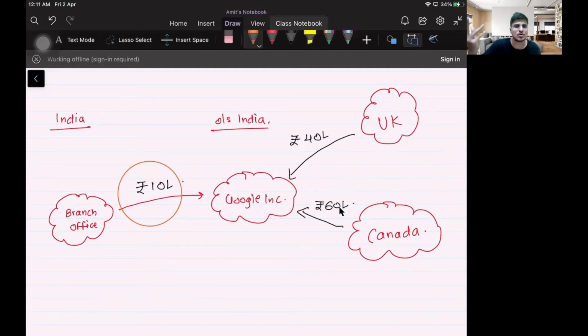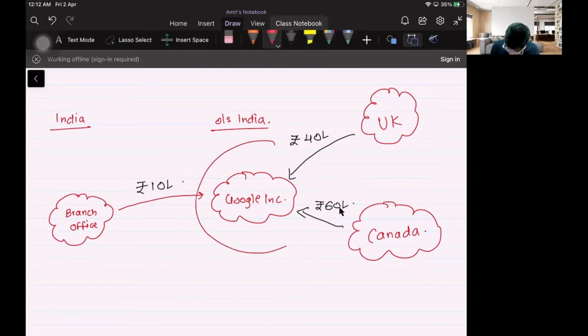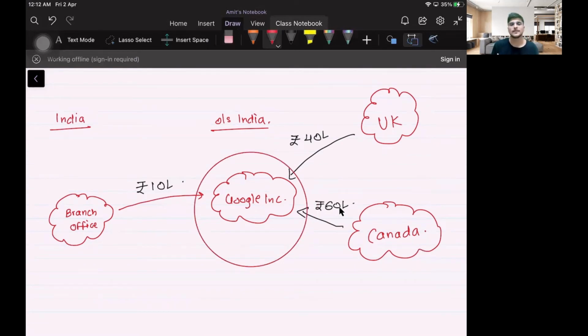No. Is it received in India? No. Is there any connection of 40 and 60 lakhs in India? No. The only connection is the branch office, so income which is attributable to such business connection, only that much income will be taxable in India, in the hands of what? In the hands of whom? In the hands of Google Inc. Only on 10 lakh rupees Google Inc. will have to pay tax in India.